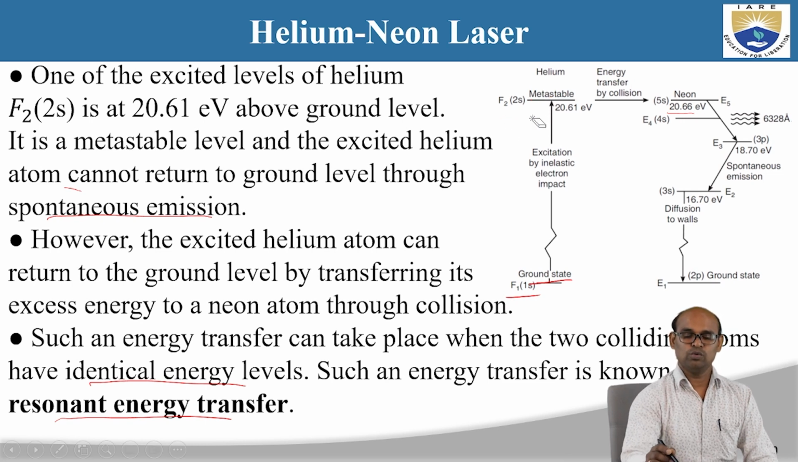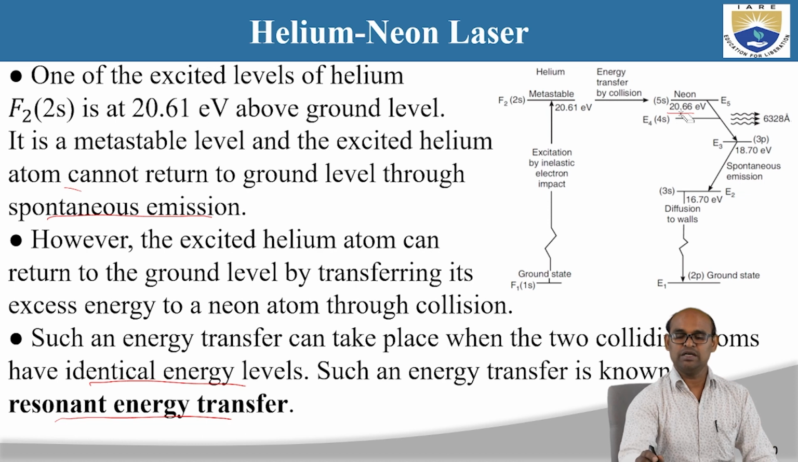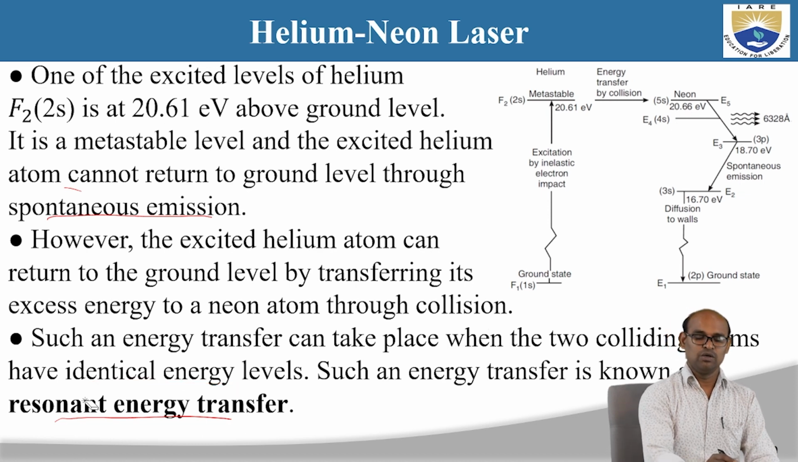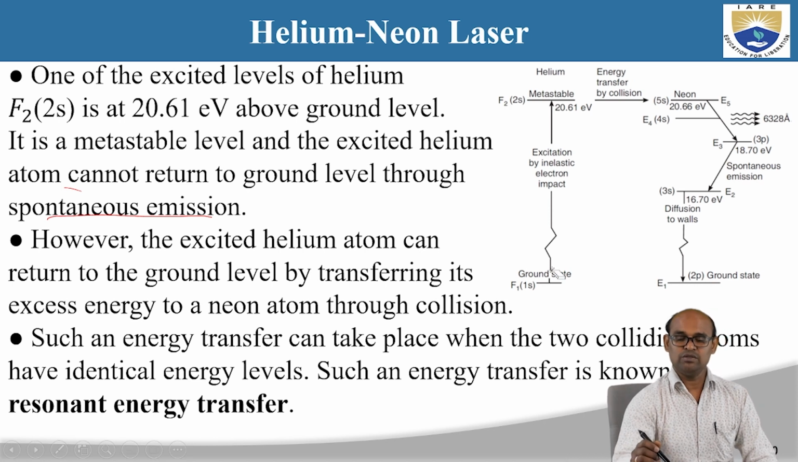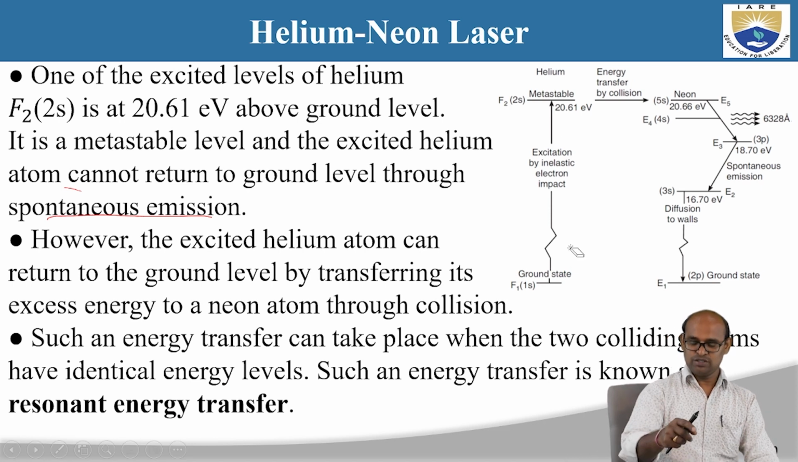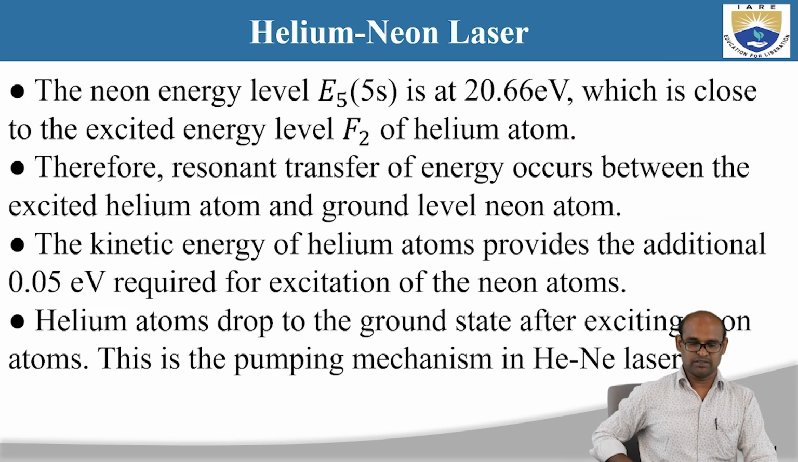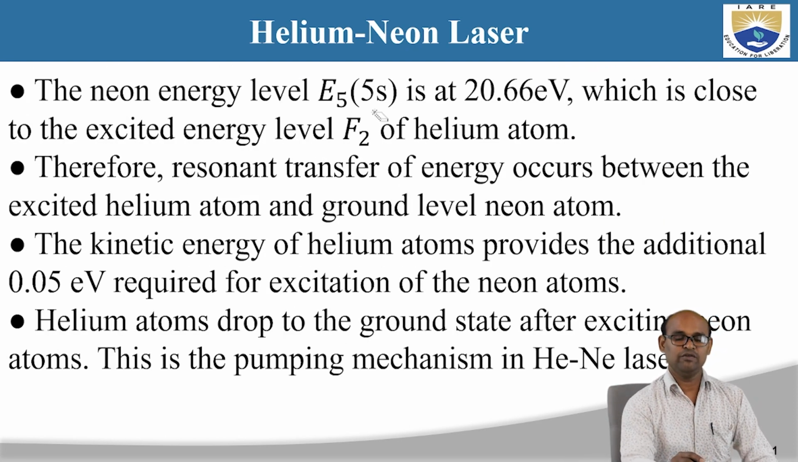Through this resonant energy transfer, the helium atoms decay to the ground state through transferring energy to the neon atoms present in the ground state. The neon energy level E5 is at 20.66 electron volts, which is close to the excited energy level F2 of the helium atom. Therefore, resonant energy transfer occurs between the excited helium atom and the ground level neon atom. The kinetic energy of helium atoms provides the additional 0.05 electron volts required for excitation of the neon atom.